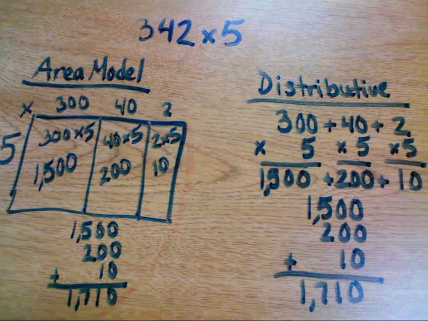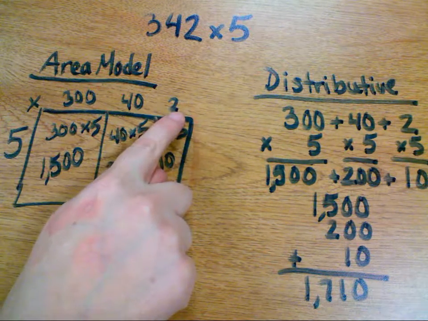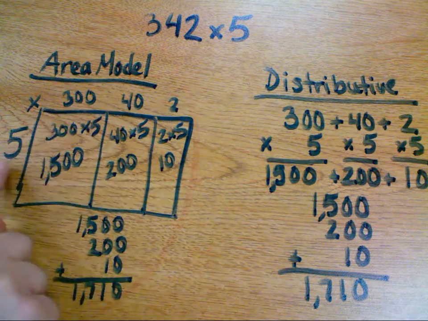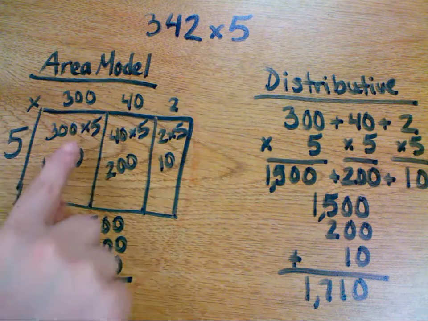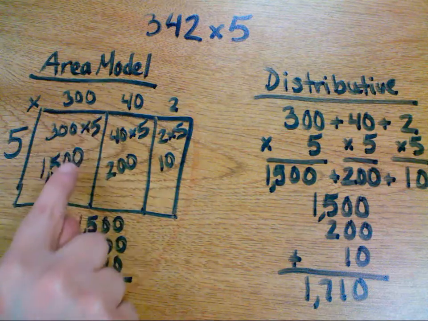So we break the number apart. We show the value of each piece, the value of each place that is there. And then we multiply it by whatever number we are multiplying by. Then we would do it piece by piece and multiply each piece by the 5.